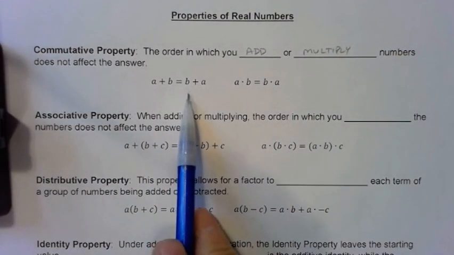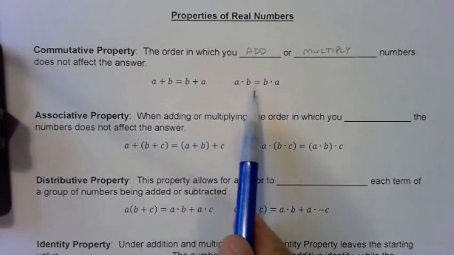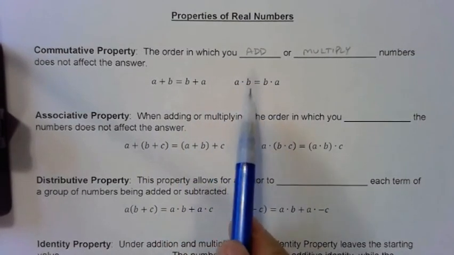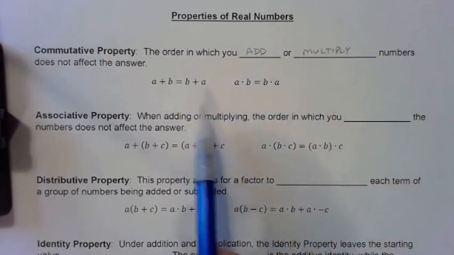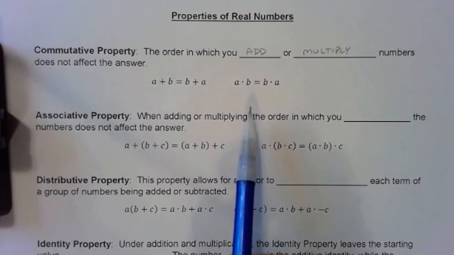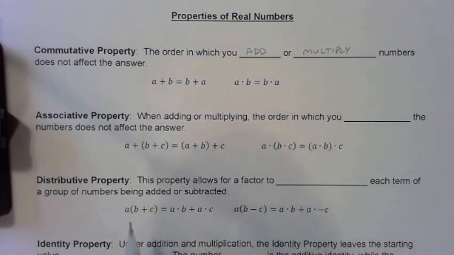A plus B is the same as B plus A. A times B is the same as B times A. This works for addition and multiplication, but it does not work with subtraction and division. So you can add or multiply in any order under the commutative property.